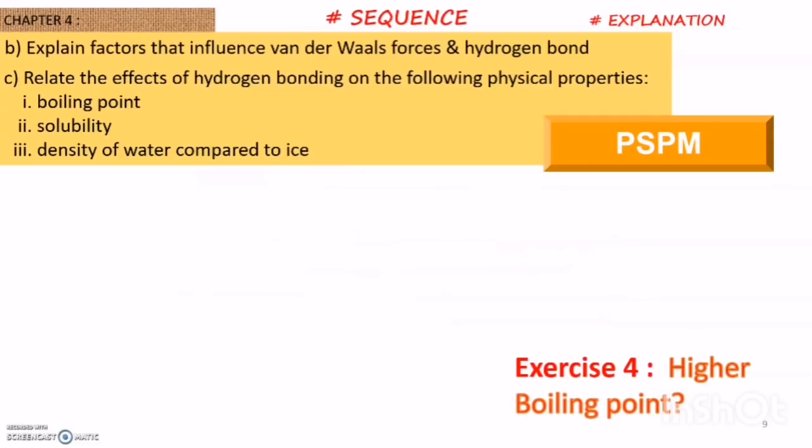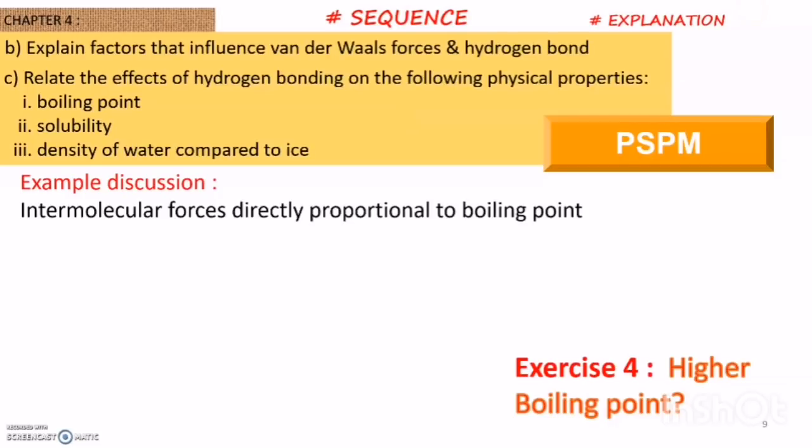Right? Okay. For the next one, we have to explain the factors that influence van der Waals forces and hydrogen bonding. We relate the effect of hydrogen bonding to physical properties such as boiling point, solubility, and density of water compared to ice. The very favorite question. Okay, can you identify which one has the higher boiling point?